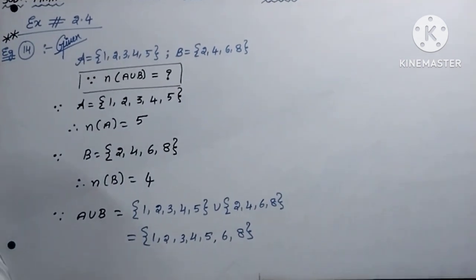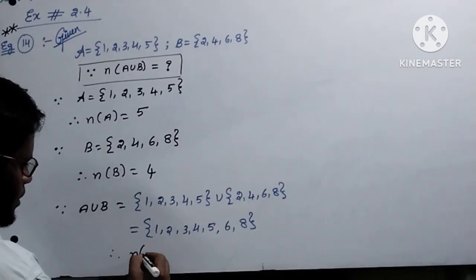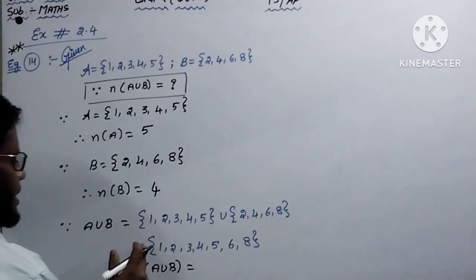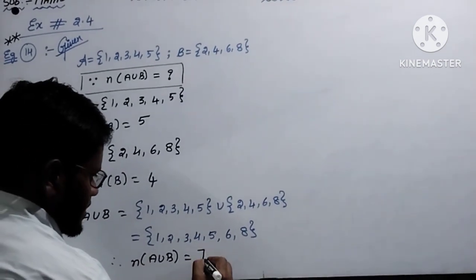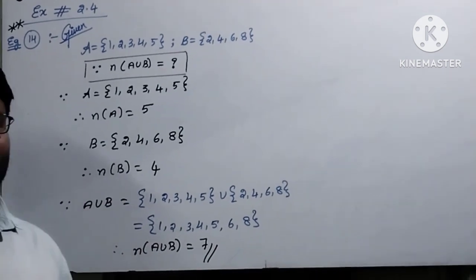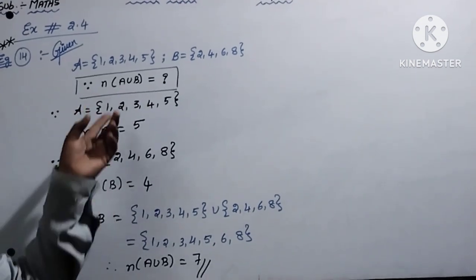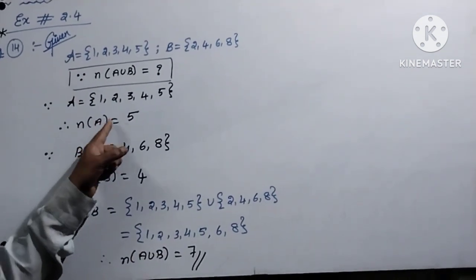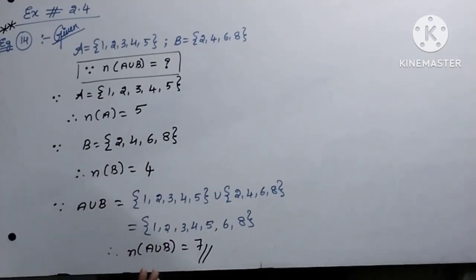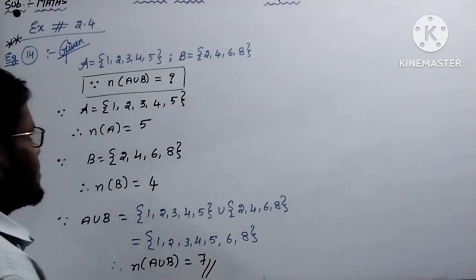Now let's find the number of A union B. Therefore, n of A union B. How many elements does A union B contain in total? 7. 7 is your answer. Understand? This is called the cardinal number. For set A, 1, 2, 3, 4, 5, the cardinal number of A, n of A, is equal to 5. These are called cardinal numbers. So we will have questions like this.